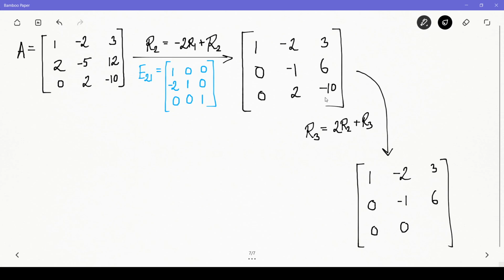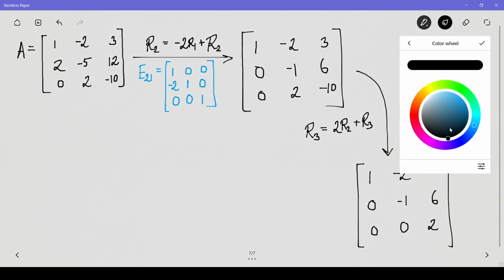And lastly, finally, what do we have? 2 times 6, which is 12. And 12 plus minus 10 is 12 minus 10, which is 2. So we end up with 2 over here. So this is the resultant matrix that we end up with, our resultant upper triangular matrix.